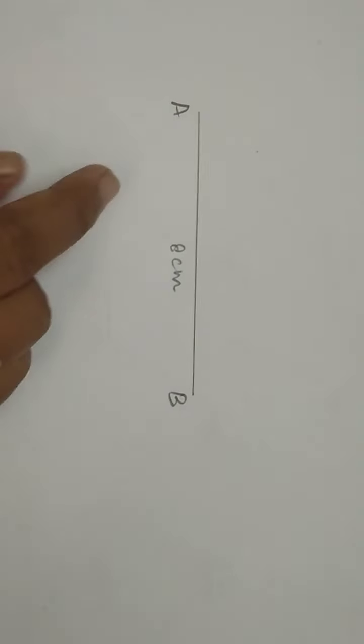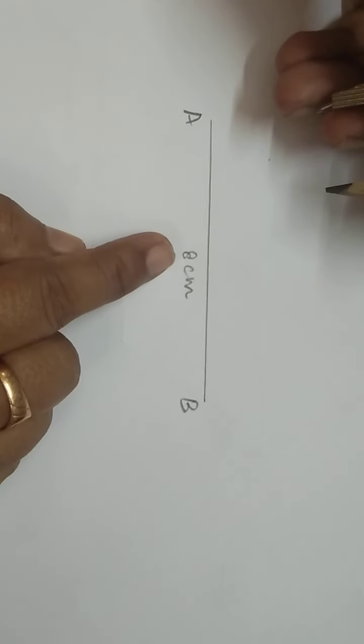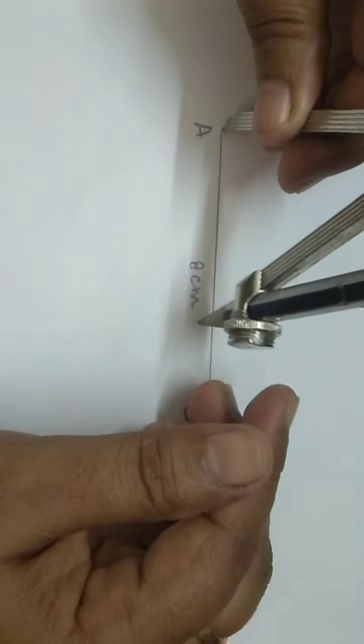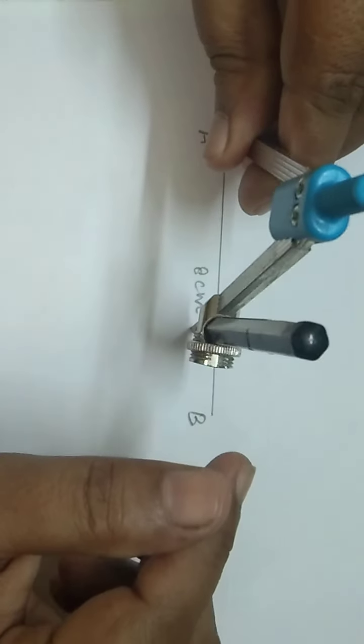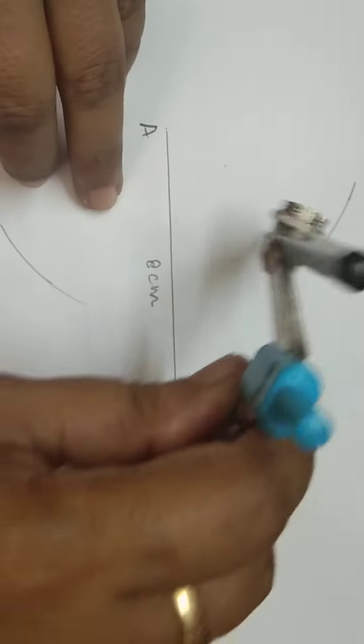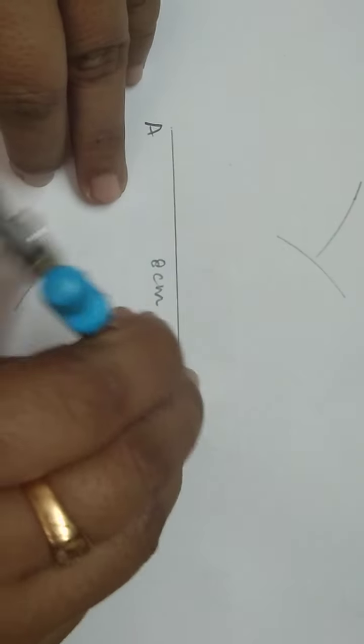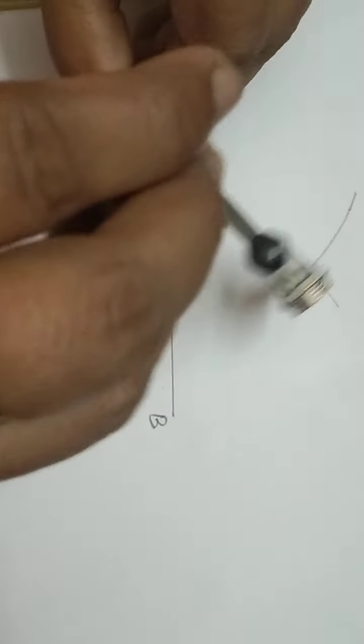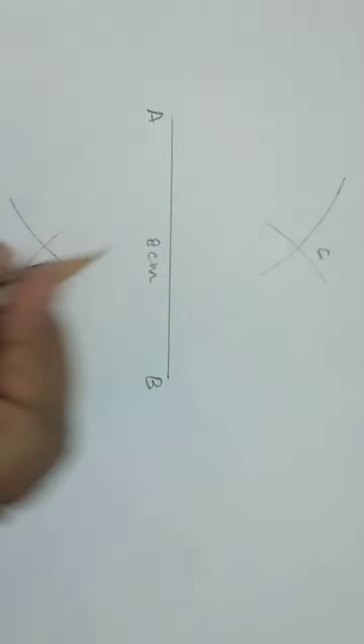Now I have to take the compass more than half. Half of the 8 cm, you know, is 4 cm. More than half means I can take 5 cm or 6 cm, anything. From the compass itself, or from the scale, more than half. Just draw an arc at the top and the bottom. Using the same compass with B as center, draw one more arc which will cross the first arc we have drawn. Look at this. That means we will get 2 points. I will give them the names C and D.